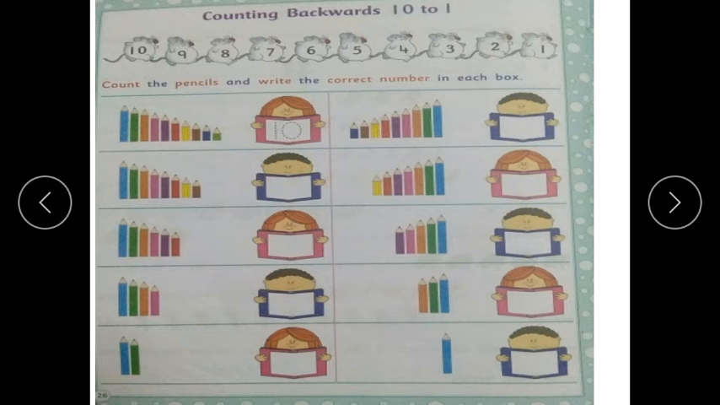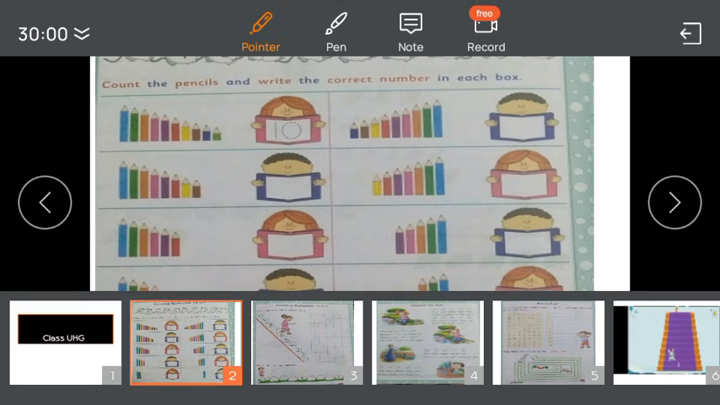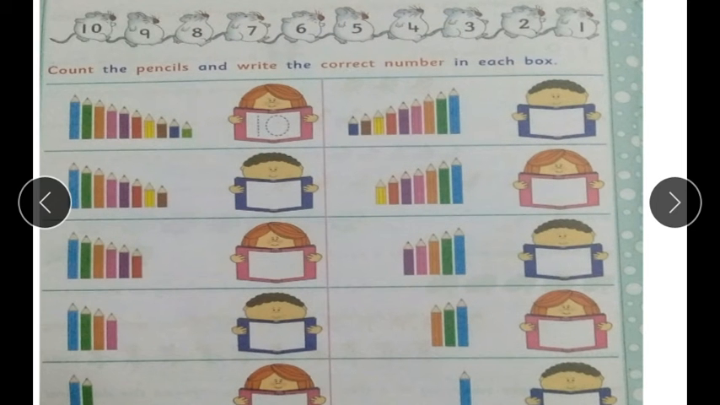When we are counting 1, 2, 3, 4, 5, 6, 7, 8, 9, 10, that is forward counting. When we are coming back and count like 10, 9, 8, 7, 6, 5, 4, 3, 2, 1, that is backwards counting. Count and write the correct number in each box.